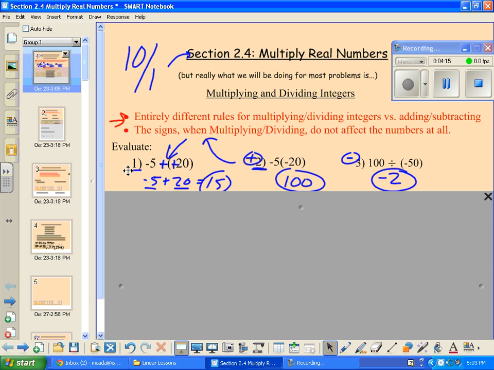So by looking at a problem, you should be able to tell me even right off the bat what the sign is going to be. Even do that part first.